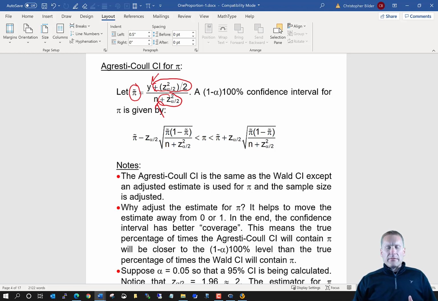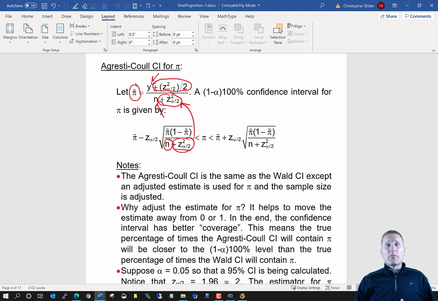With that, let's now find a 1 minus alpha times 100% confidence interval for pi. By simply, wherever we saw a pi hat before, we replace it with a pi tilde. Also, where we had the sample size before in the interval, we add that same kind of adjustment that we did with pi tilde. That's your interval.